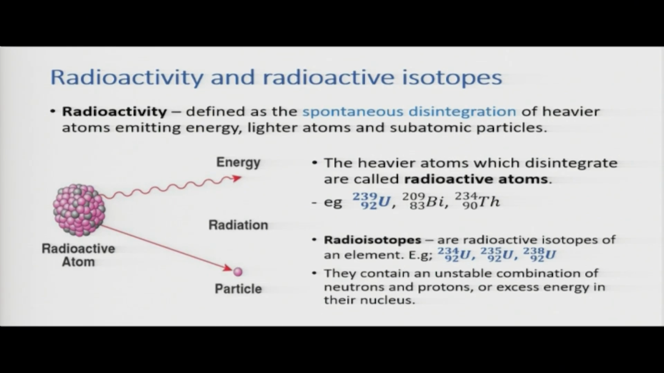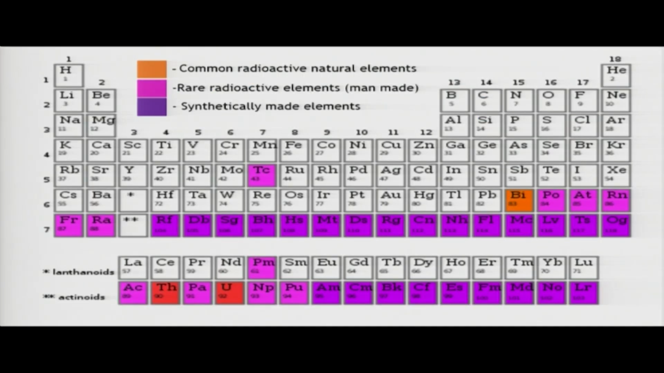We are going to be using those words, radioactive isotope, or radioisotope, or radioactive atom. We've talked of uranium, thorium, and so on. There are actually very many radioactive atoms. Take a look at the periodic table. The ones I've given are the naturally occurring radioactive elements: thorium, uranium, and bismuth. But these are not alone.